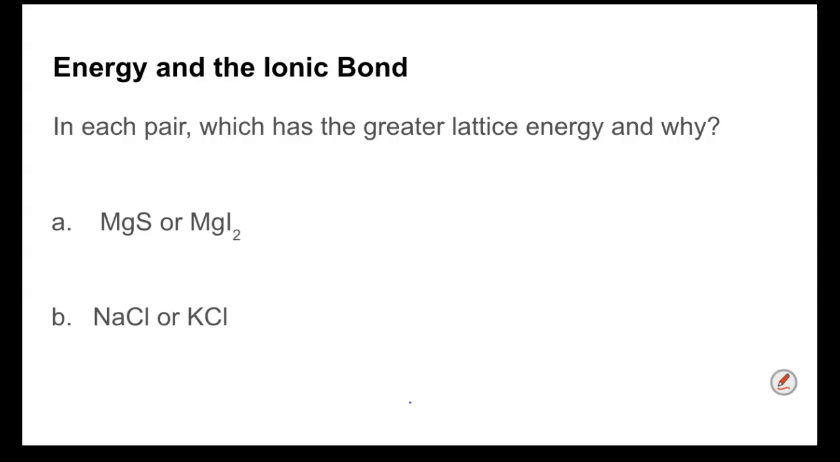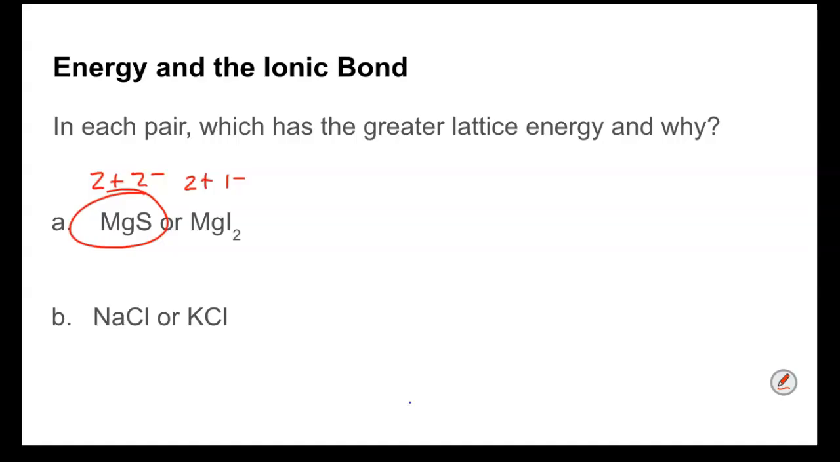You guys, magnesium has a 2+ charge. Sulfur has a 2-, okay? Magnesium a 2+, iodine's only a 1-. So you guys, the greater lattice energy would be the MgS, the magnesium sulfide, because the strength of attraction of those charges is so much greater.